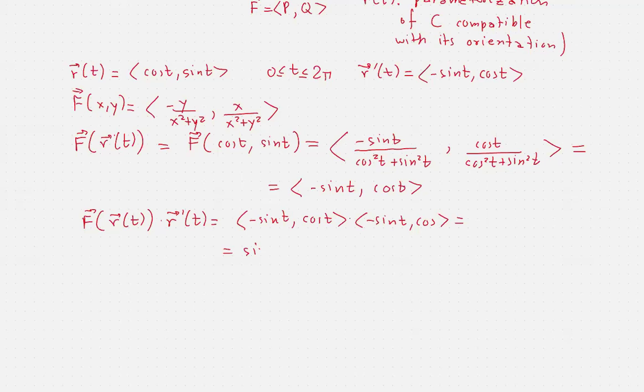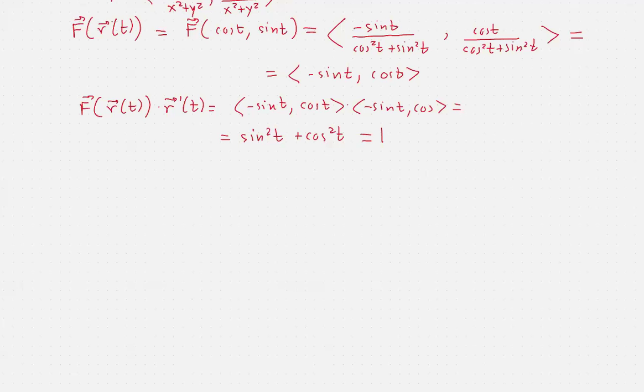So after all these identifications and interpretations, we end up with a very simple integrand which is equal to 1. So all we need to do is integrate this over the interval of the parameterization, and that will give us 2 pi. And that's it.